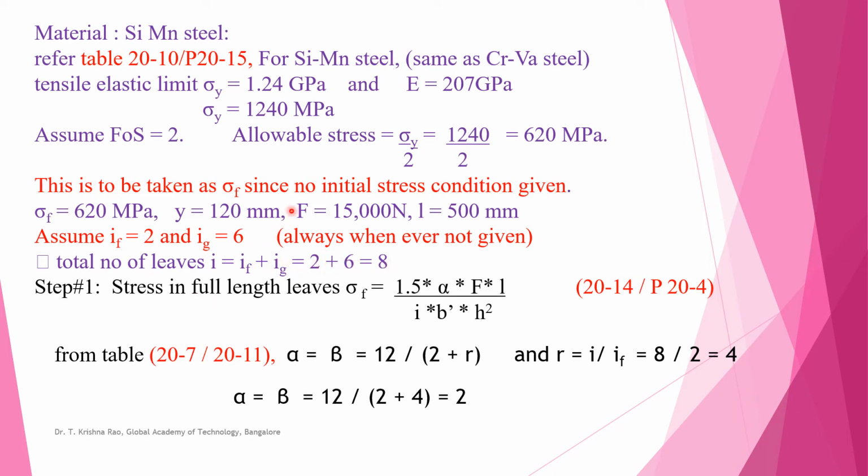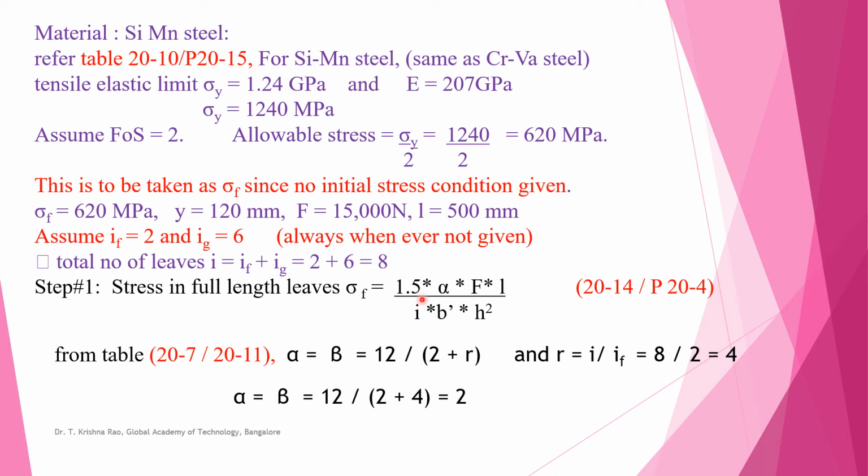Now that he has not given any condition about pre-stressing and all that, we should take the allowable stress as sigma F. This is where you should be very careful. If any condition of pre-stressing is given, then we will take that value as sigma. If no pre-stressing is given, then it should be called sigma F. Accordingly, the equation is selected.